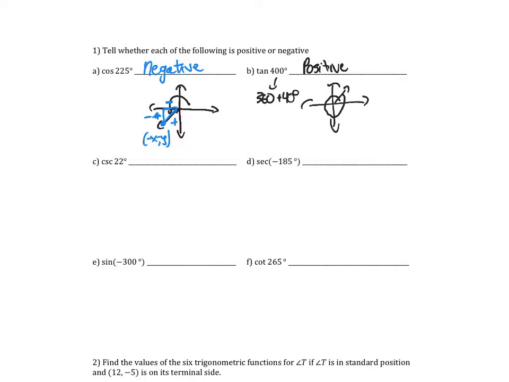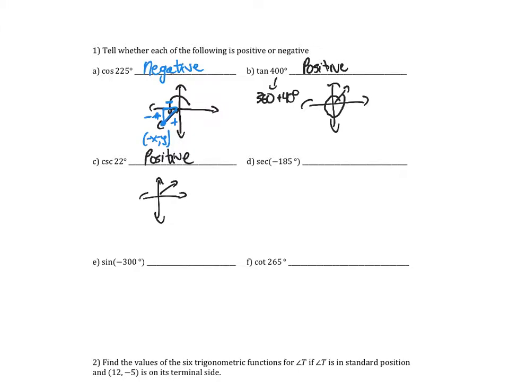Okay. Cosecant of 22 degrees, that should be pretty easy. 22 degrees is in quadrant 1. Okay, quadrant 1, and we know that all 6 trig values in quadrant 1 are positive.